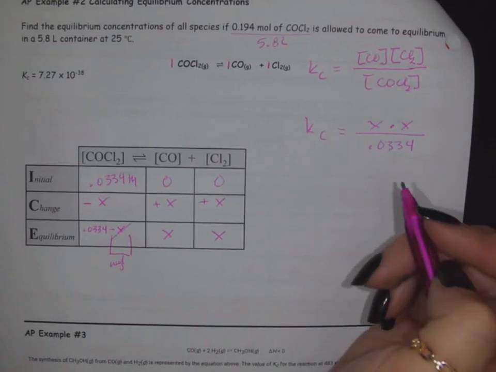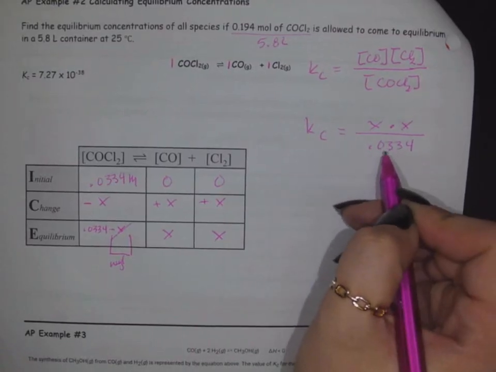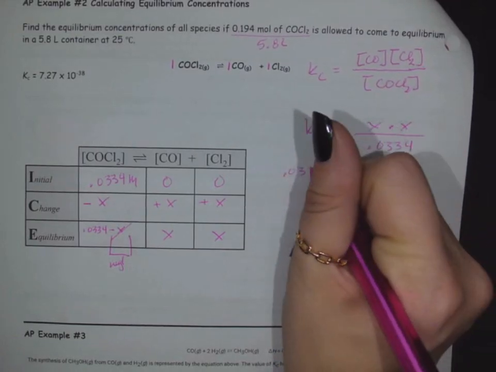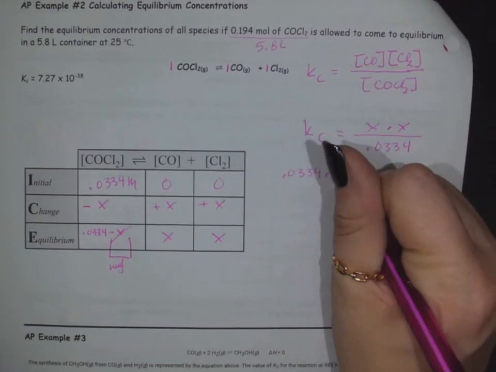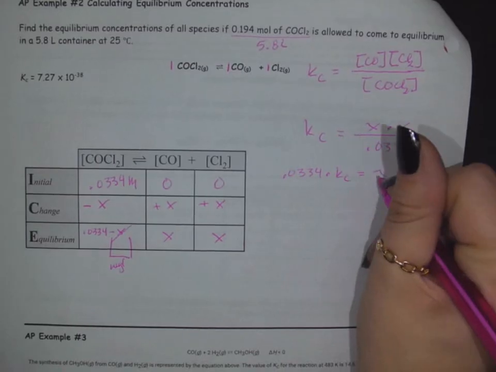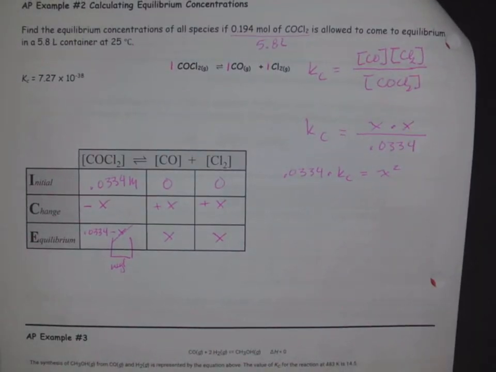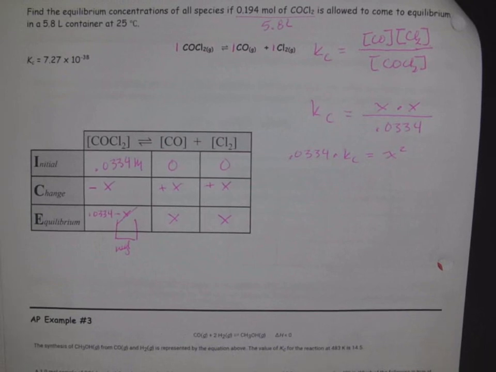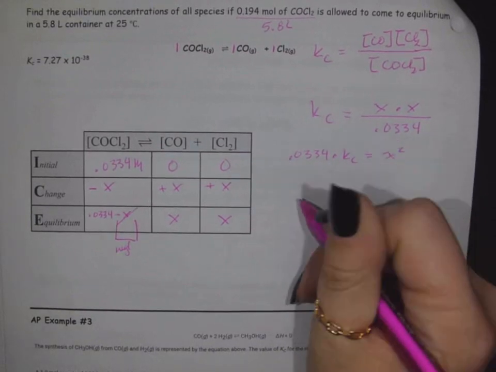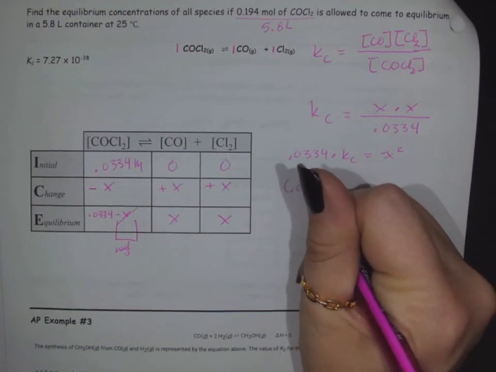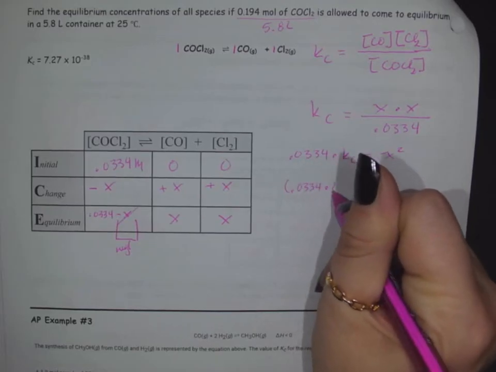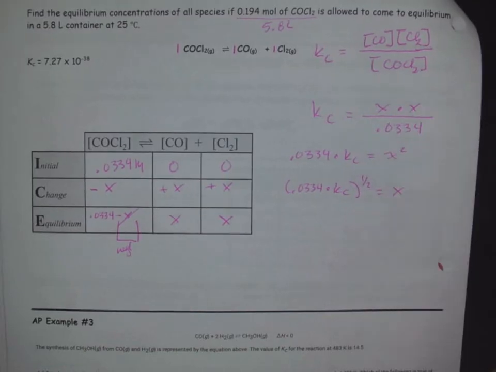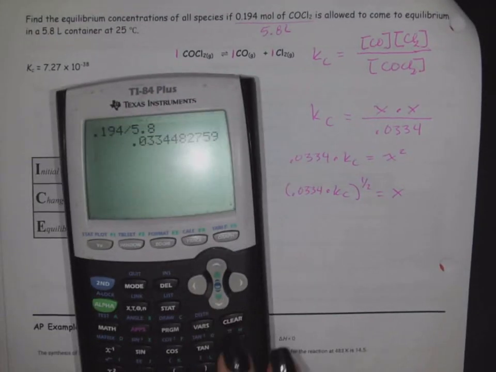We're solving for x, so I'm going to multiply the 0.0334 times the Kc, and that's going to equal x squared. So then I'm going to take the square root of both sides. And again, guys, the square root is the same as raising something to the 1/2. So it's like 0.0334 times Kc raised to the 1/2. That equals x. All right, plugging that in.